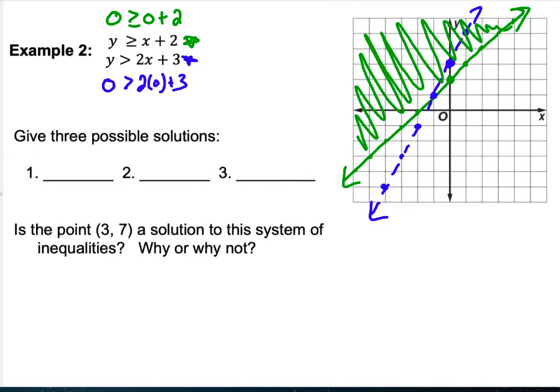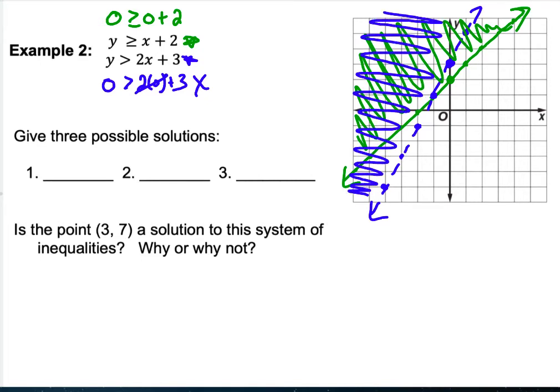Then for my blue one, I'm going to put in 0 for y and 0 for x. Is 0 greater than 2 times 0, which is 0, plus 3? No, 0 is not greater than 3. So I don't want the side with 0, I want the other side. So I'm going to shade in this region. And then my solutions are basically everything in this section that I'm going to shade in a little darker. This is a good thing for you to do, is when you see that overlap, maybe darken in that section a little bit so it stands out. It's clear that it got shaded in by both inequalities.